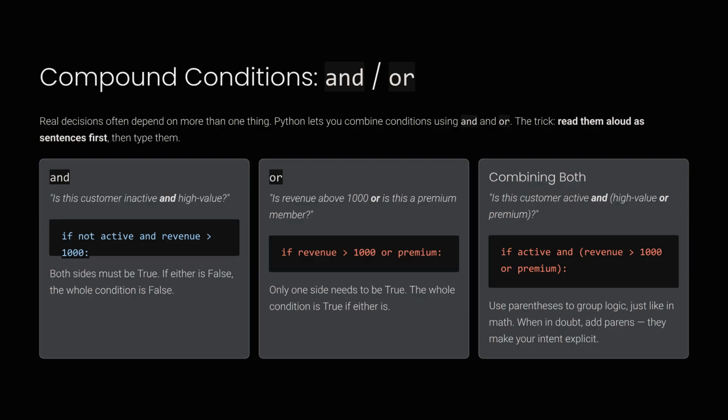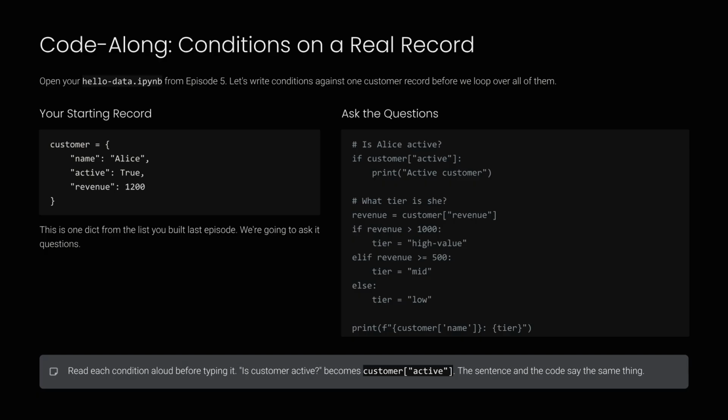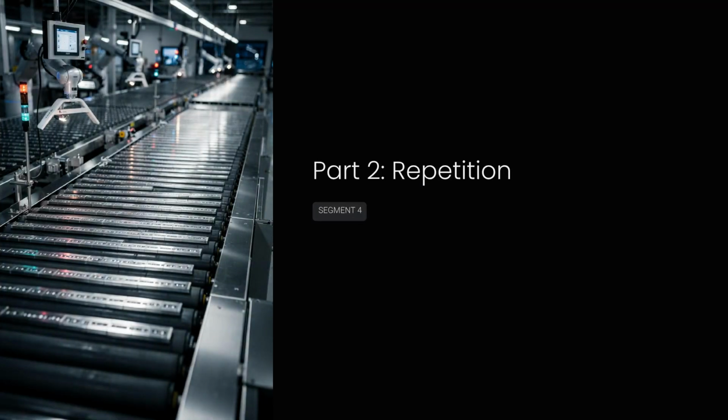Real decisions often involve multiple criteria. You can combine conditions using and/or, and use parentheses to group logic, just as you would in math. Now, let's practice. Open your notebook and try writing these conditions against a single customer record to see how Python evaluates your logic. Next, we move to part 2, repetition.